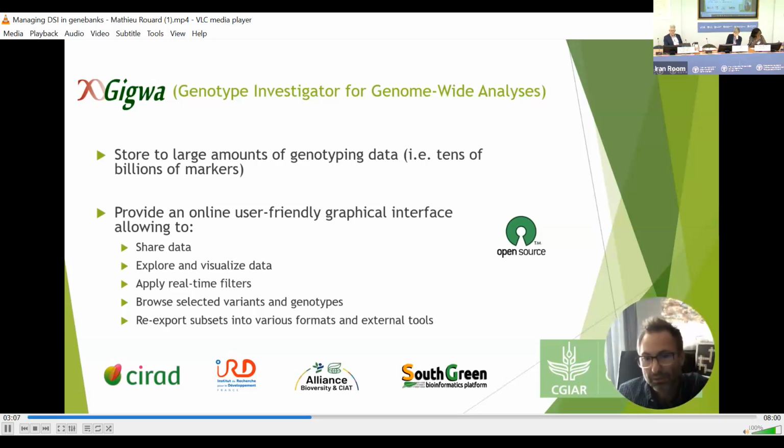And what it does is store large amounts of genotyping data. So billions of markers can be stored in the database. And then it provides an online graphical interface to share the data with the users, to explore and visualize the data, to filter the data, to browse very specific markers and genotypes, and then to export those subsets in various formats and external tools. So genebanks is open source, it's free to use, and it can be set up on any type of platform.